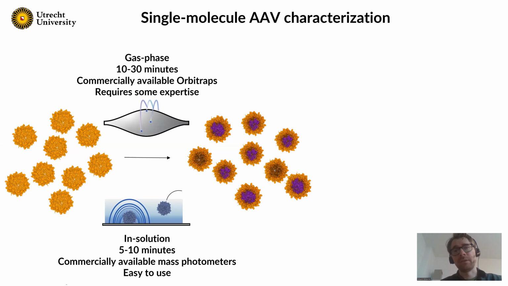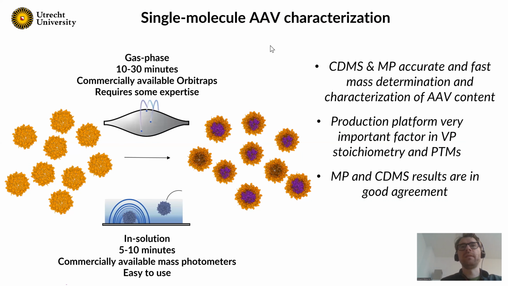On the other hand, we have mass photometry, a solution based technique. We simply dilute our AAVs in PBS. Measurement takes about 5 to 10 minutes because you first need to calibrate the machine. Here I've used a commercially available mass photometer, the SamoxMP by Refeyn. And the data analysis is also quite straightforward. So in conclusion, both techniques, CDMS and mass photometry, are quite useful, accurate and fast in determining the mass of AAVs.